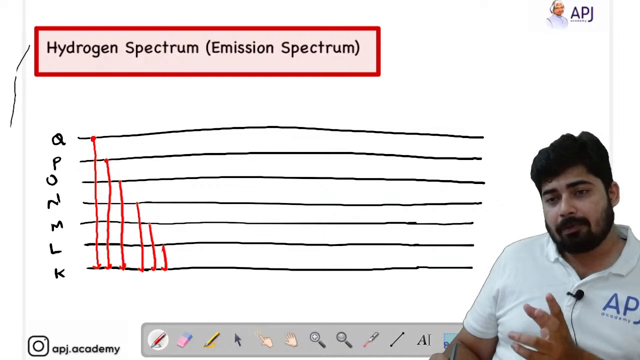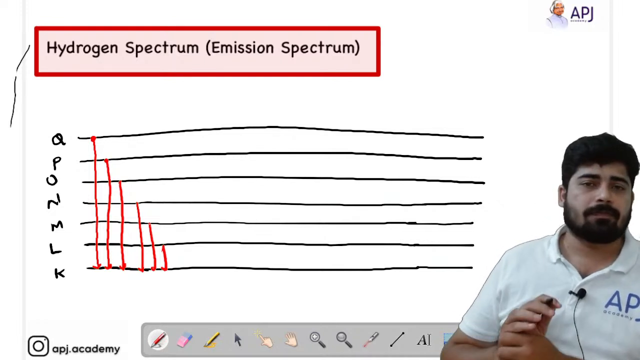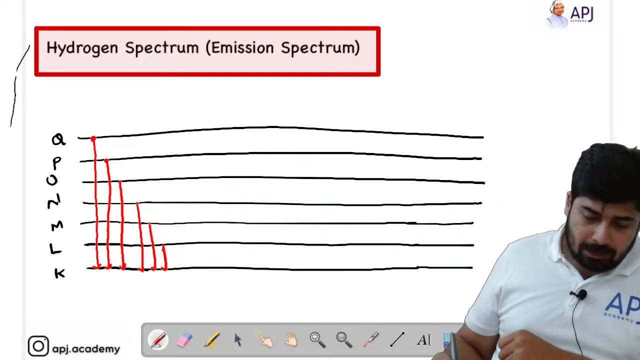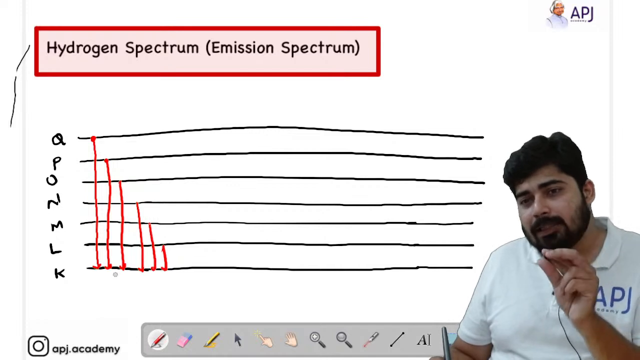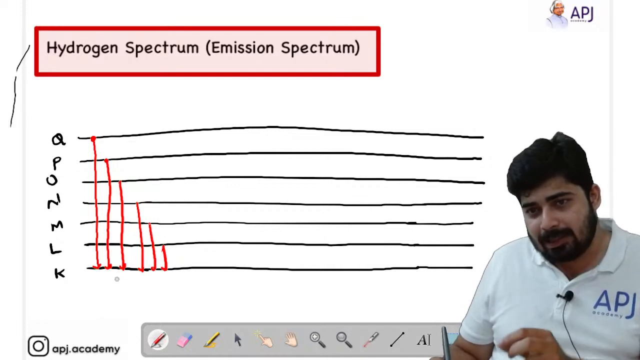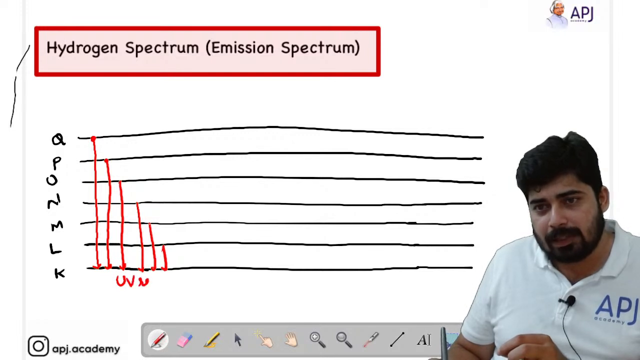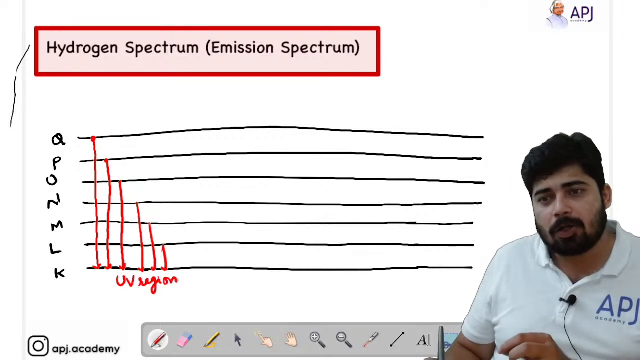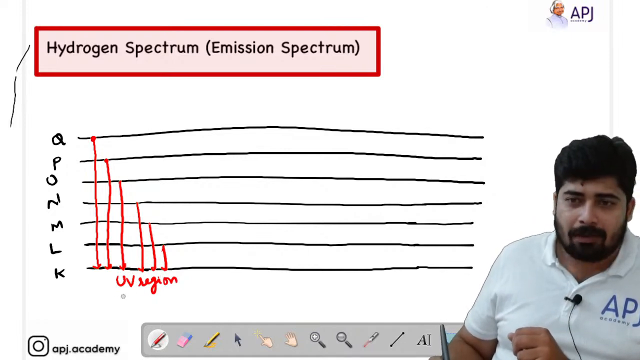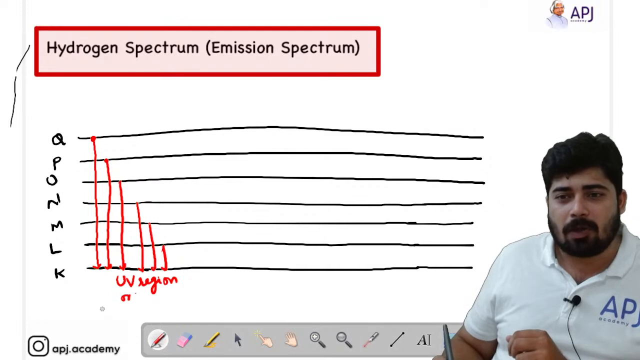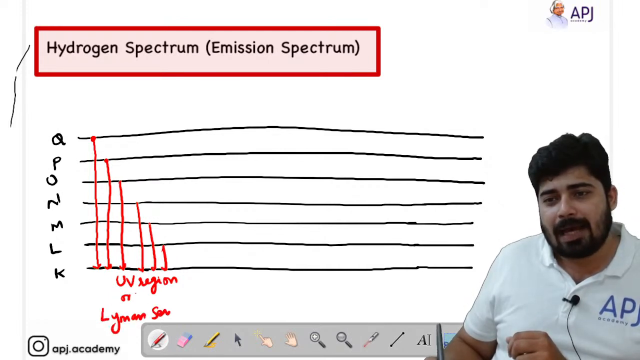So likewise you will get 6 spectral lines. When we studied these spectral lines practically, we understood that they are of the UV region. That means they are not visible with our naked eyes. We call this series of lines the Lyman series.